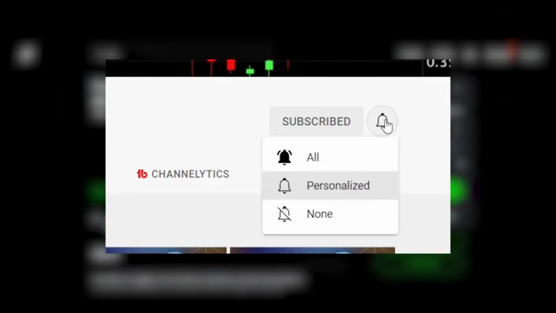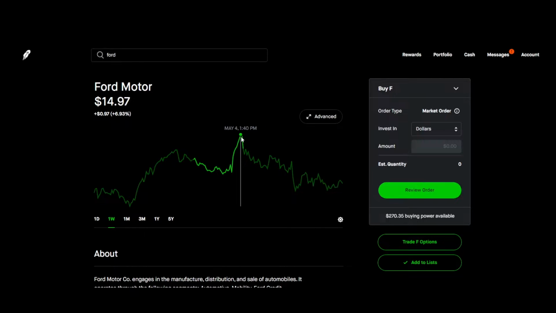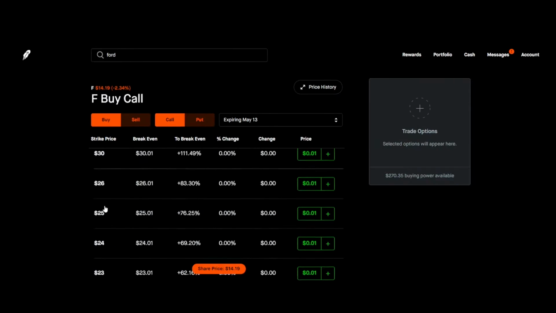We're going to come over here and we'll look at the past week just to show you that it doesn't trade all that much. So we see on May 4th right here, 14.97 was the highest. May 2nd, 13.83 is the lowest. So it trades about $1 at the most. So it trades pretty stagnant. So we're going to come over here to trade Ford options so I can show you this example.